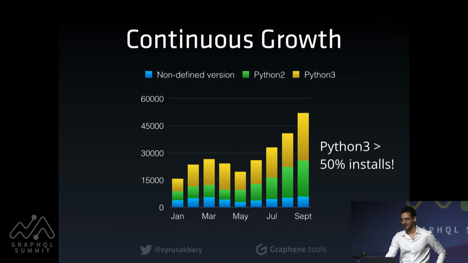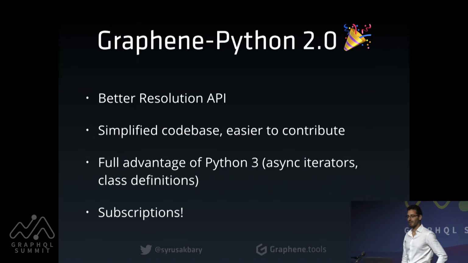Okay, so first major announcement. Today, I'm releasing Graphene Python 2.0, which has a better resolution API and a much simpler code base. That means that actually it's easier to contribute and takes full advantage of Python 3, which includes async iterators and class definitions. And last, I will do an overview about subscriptions and how we can use them in Python 3.